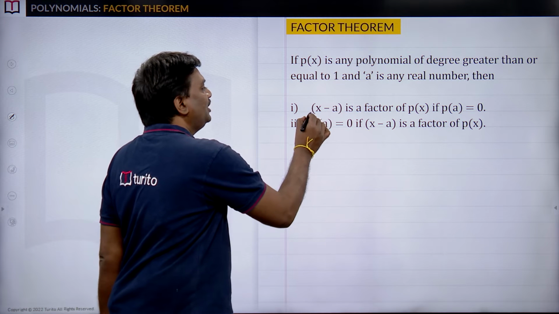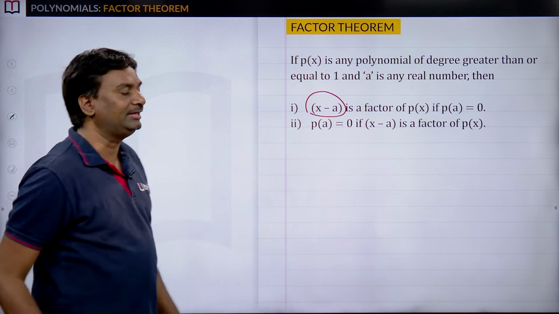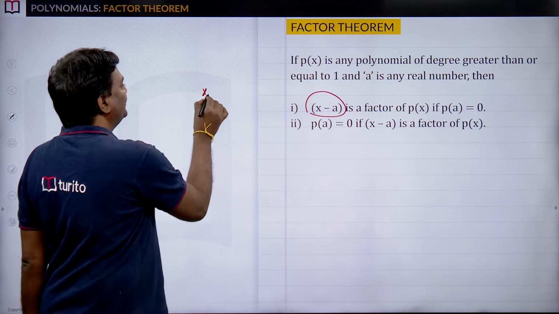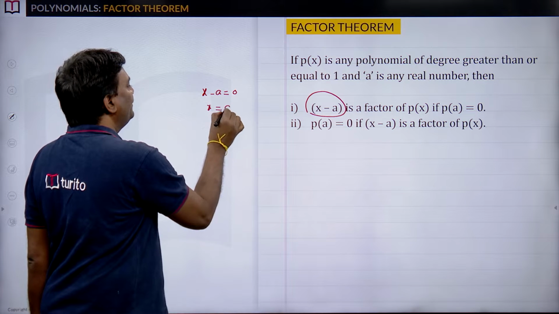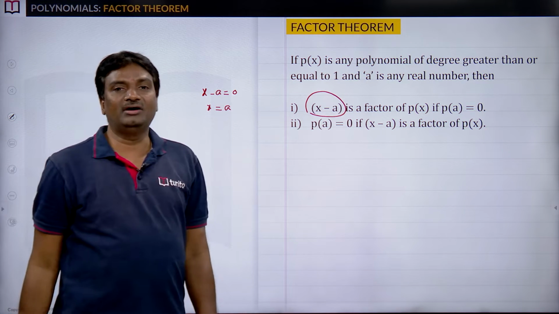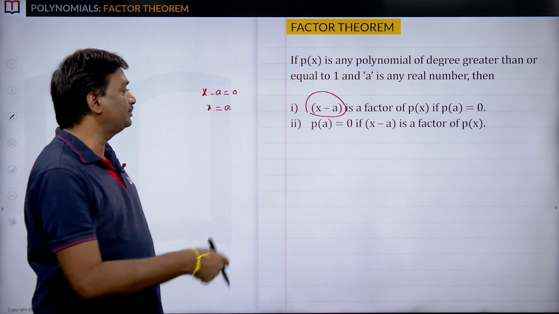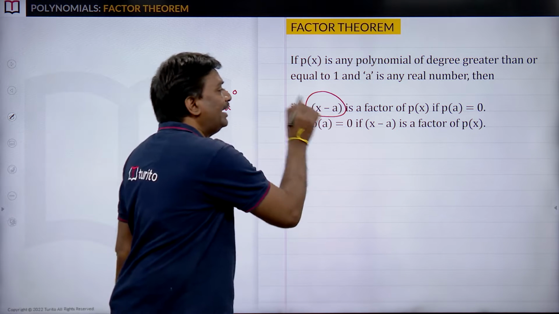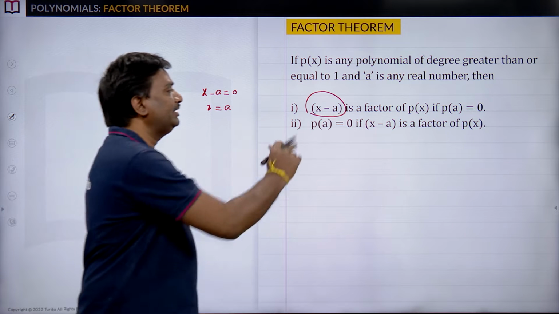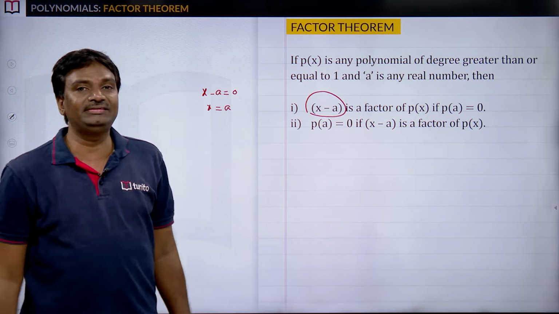In the last class we discussed the remainder theorem. If you take x minus a equal to 0, and in the given polynomial in place of x, we substitute a, then you will get the remainder. If that remainder is 0, then we can say x minus a is a factor.